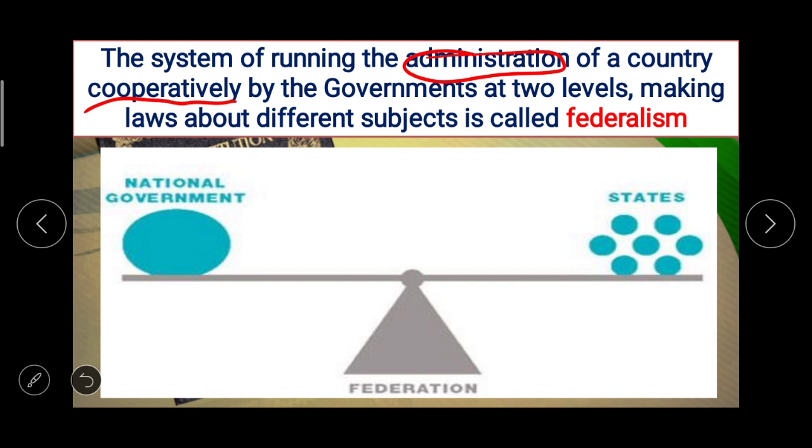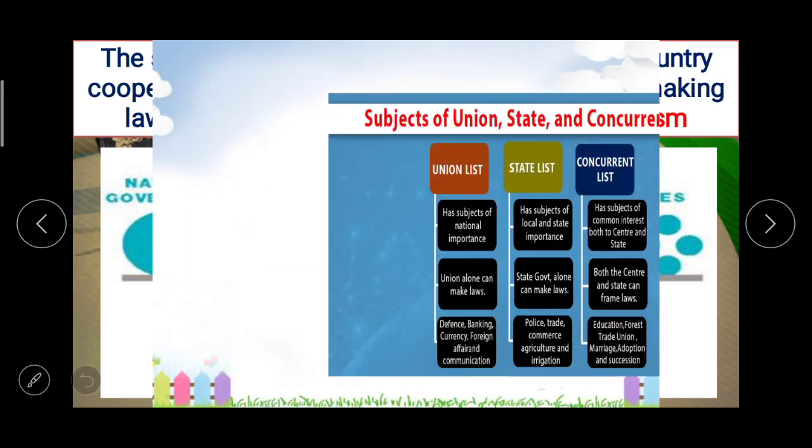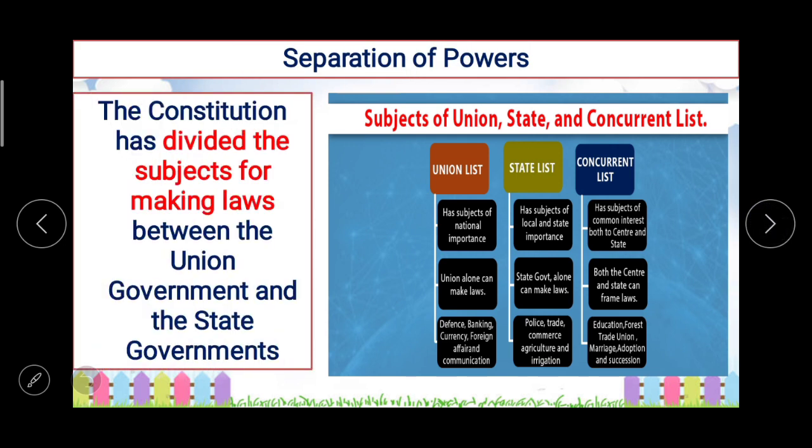As you can see on the screen, in the figure, it is very easy to understand what exactly it means when we use the word federalism. Then the next feature of the constitution is separation of powers. The constitution has divided the subjects for making laws between the union government and the state government. Now in federalism we saw that the government works at two levels, one at the national and one at the state level. Now the power is also divided between the state government and the central government.